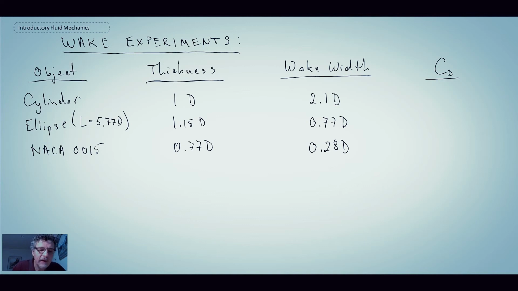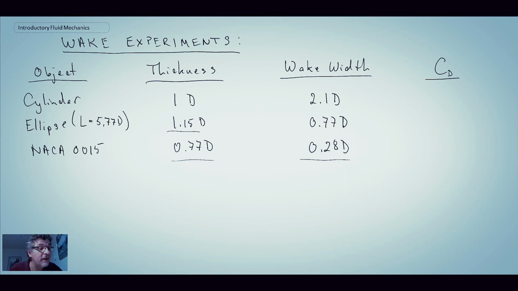Okay, so there we have the three objects that we've looked at in the video. We had our cylinder, wake width we said was 2.1 times the diameter of the cylinder. The ellipse, wake width was 0.77 times the diameter of the cylinder, although it was a thicker body at 1.15D. And finally the NACA, we estimated the wake width about 0.28. That was fairly far downstream of the airfoil, for a thickness that is on the same order of magnitude, 0.77 versus the 1D for the cylinder.